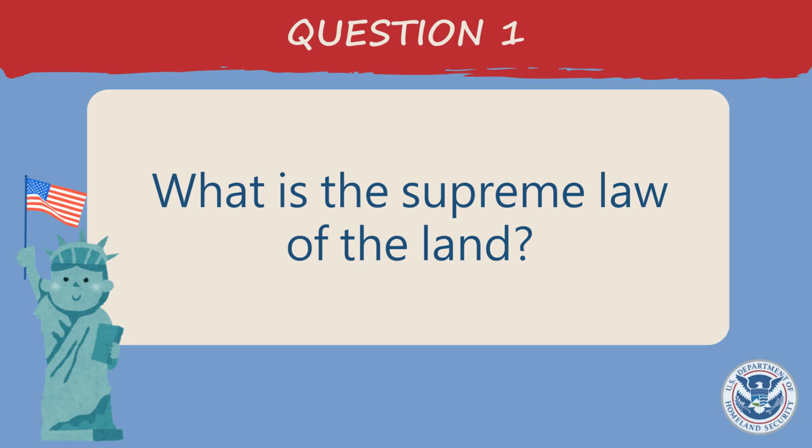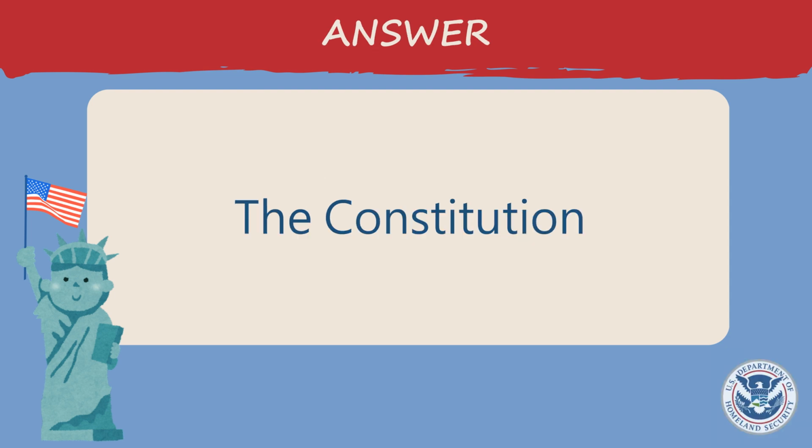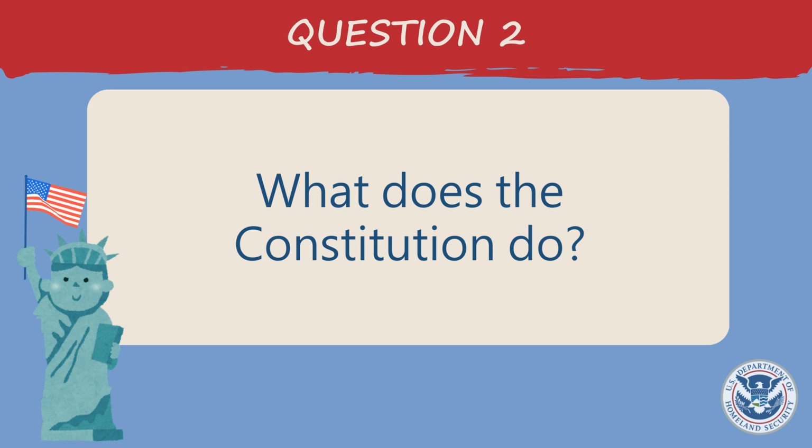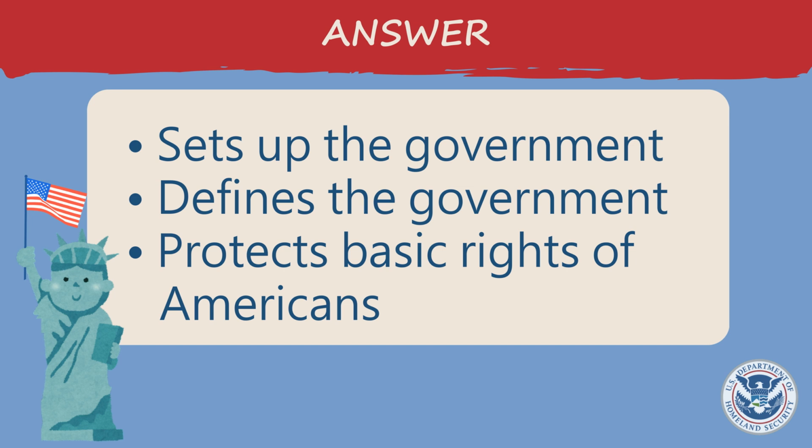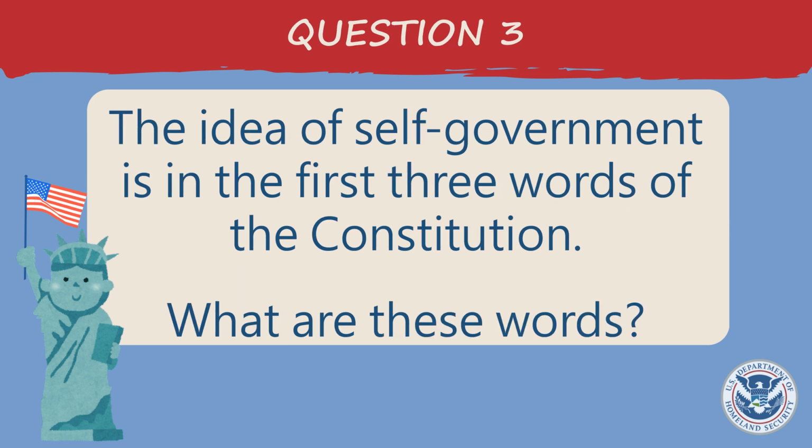American government. What is the supreme law of the land? The Constitution. What does the Constitution do? Sets up the government, defines the government, protects basic rights of Americans. The idea of self-government is in the first three words of the Constitution. What are these words?